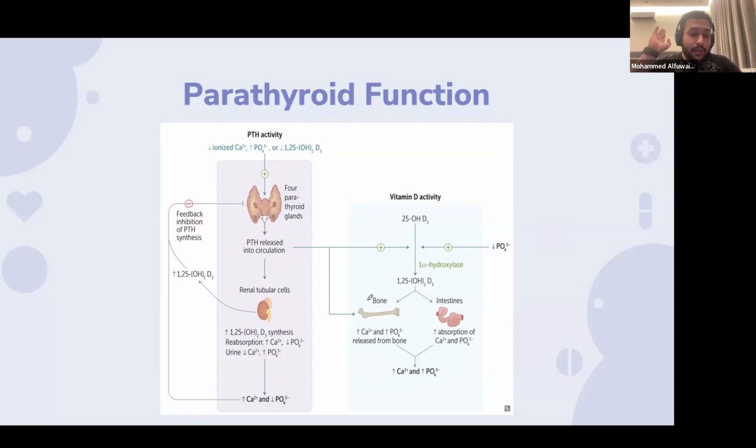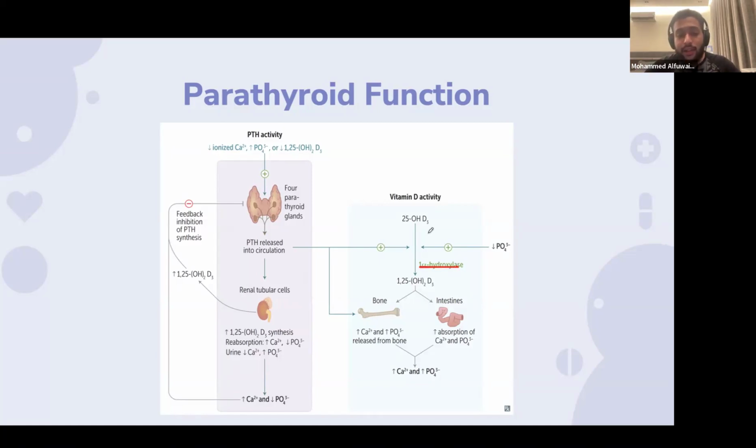Then in the kidneys, it will do three things in the kidneys. Number one, increase calcium reabsorption. Number two, increase phosphate secretion. And number three is vitamin D activation through the activation of the 1-alpha hydroxylase enzyme. These are the direct actions of PTH.